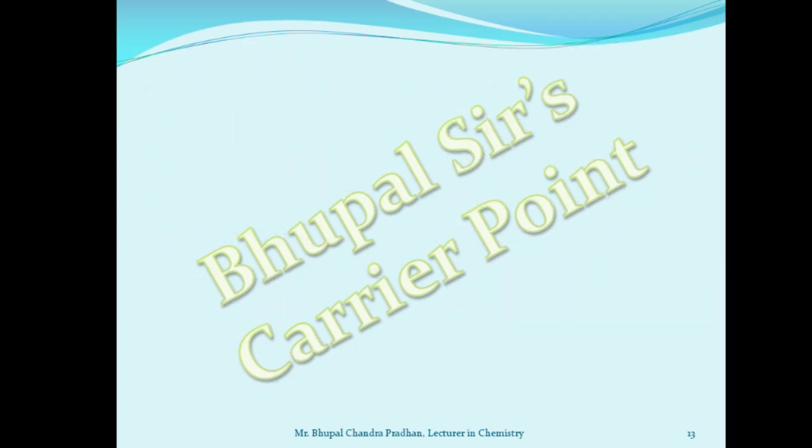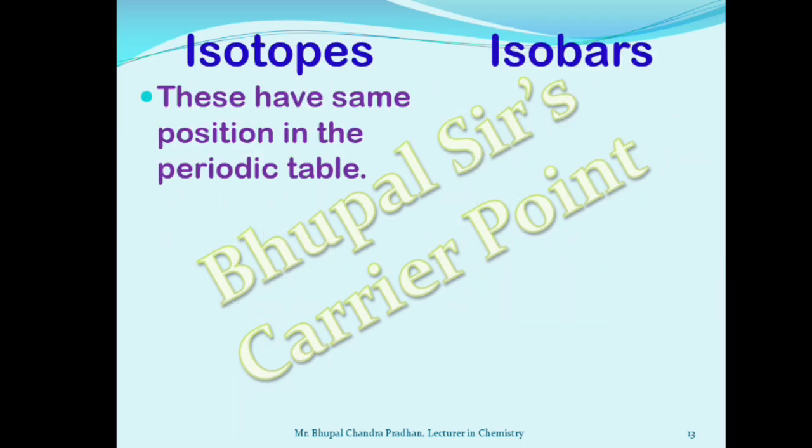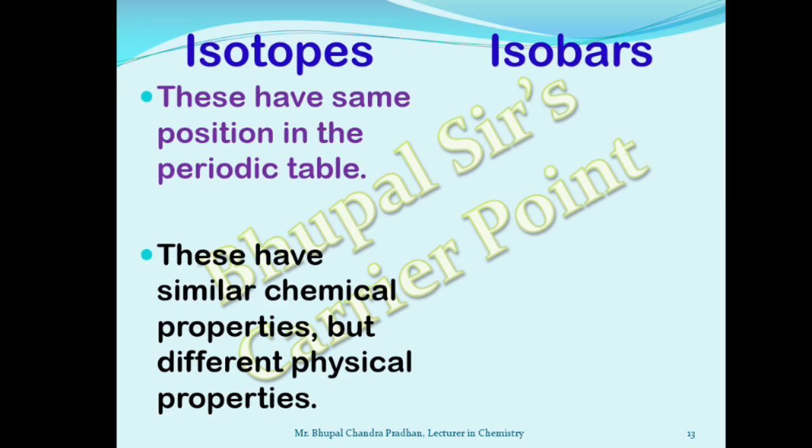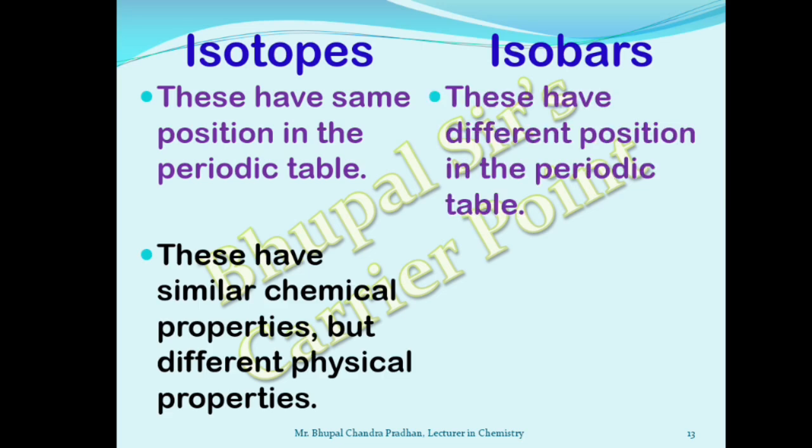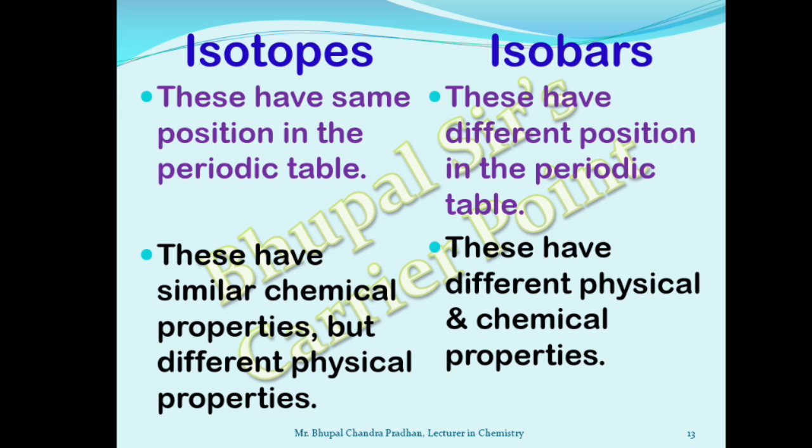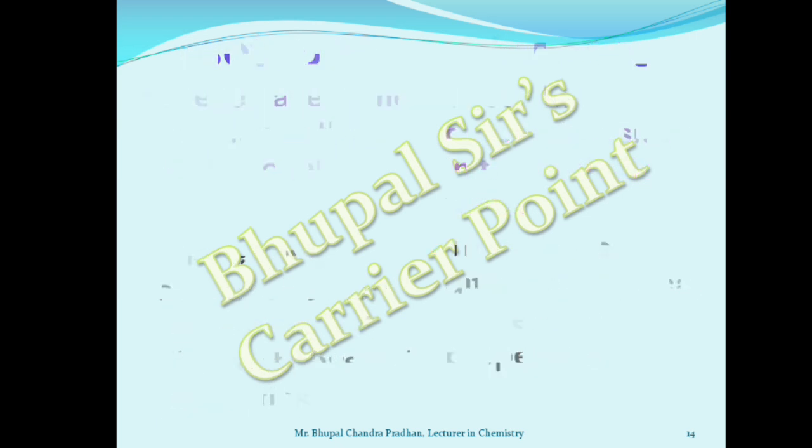Other differences are, in case of isotopes, these have the same position in the periodic table. But in case of isobars, these have different positions in the periodic table. In case of isotopes, these have similar chemical properties but different physical properties. But in case of isobars, these have different physical and chemical properties. These are the differences between isotopes and isobars.